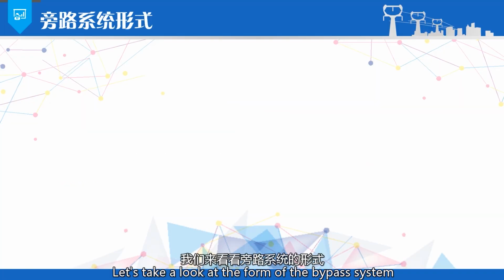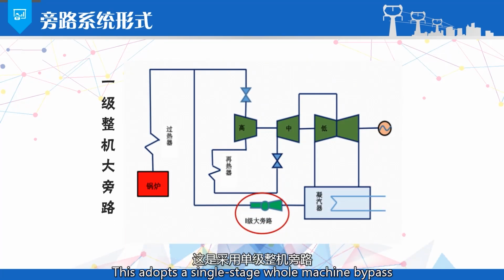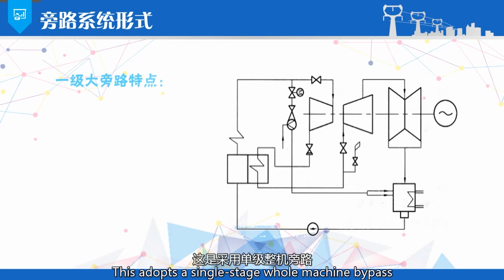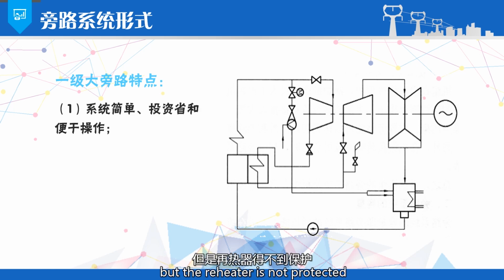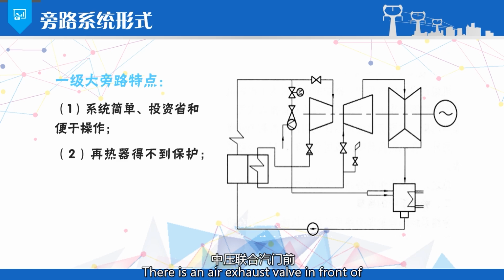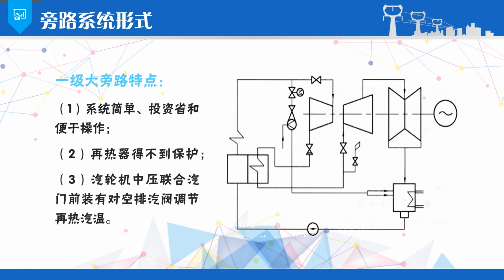Let's take a look at the forms of the bypass system. One-level bypass form: this adopts a single-stage whole-machine bypass. Its system is simple and low investment, but the reheater is not protected. There is an exhaust valve in front of the intermediate pressure combined valve to regulate the reheated steam temperature.